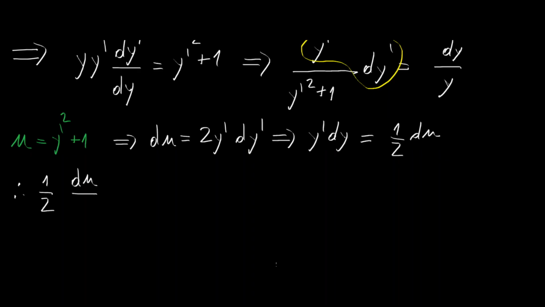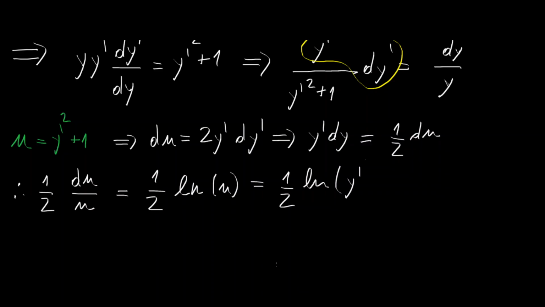So our left part of our differential equation will lead to the following result: 1/2 du over u, and the integral of this kind of expression is the natural logarithm of u, which is equal to 1/2 natural logarithm of y prime square plus 1. And the right hand side is just simply the natural logarithm of y, plus some constant. I will call it c.